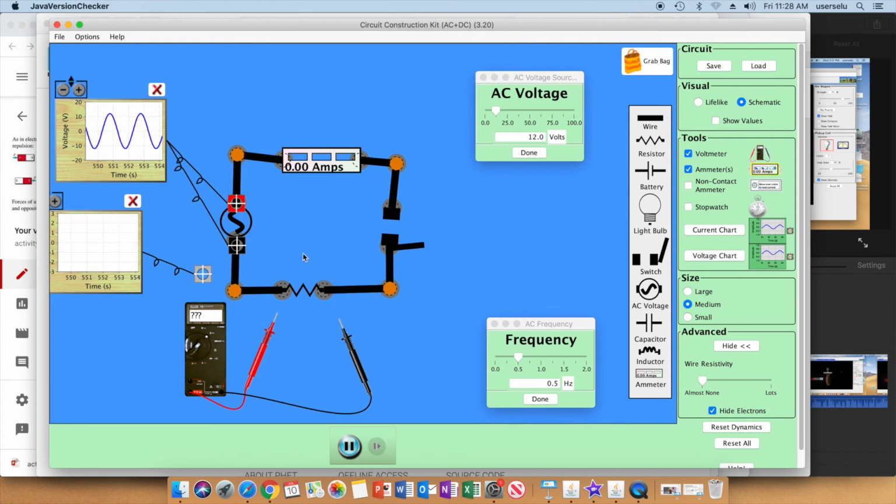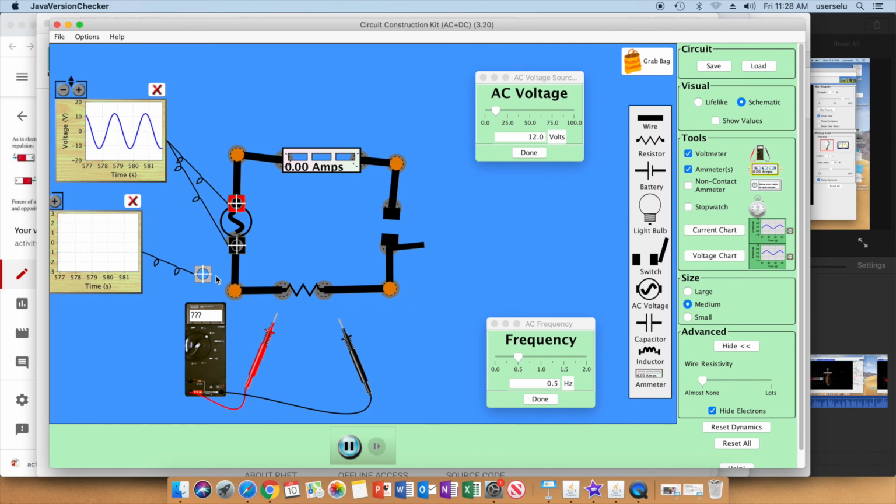Notice I have the voltage set at 12, and it's hard to see a little bit. Here's 10 on the scale. It's going from a Vmax of +12 down to a Vmin of -12, and it's varying between that at a rate such that it's 0.5 hertz of occurrence.